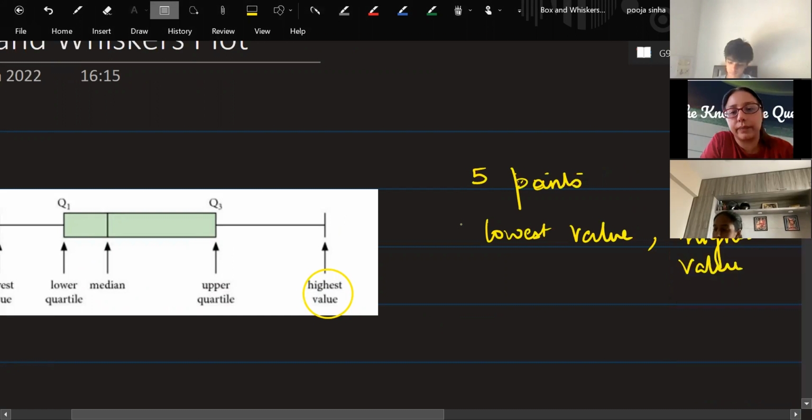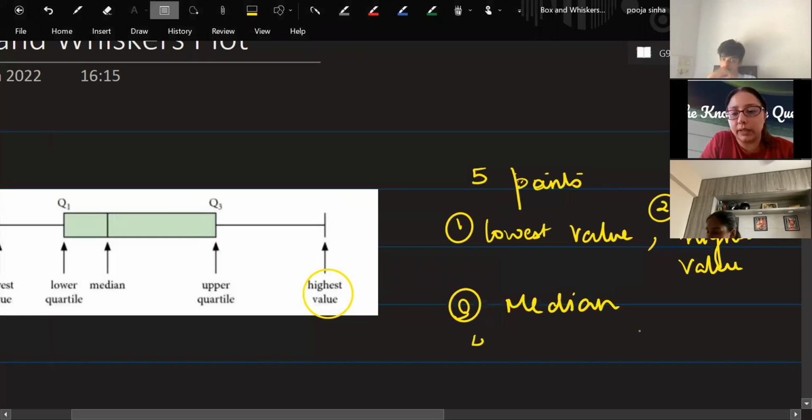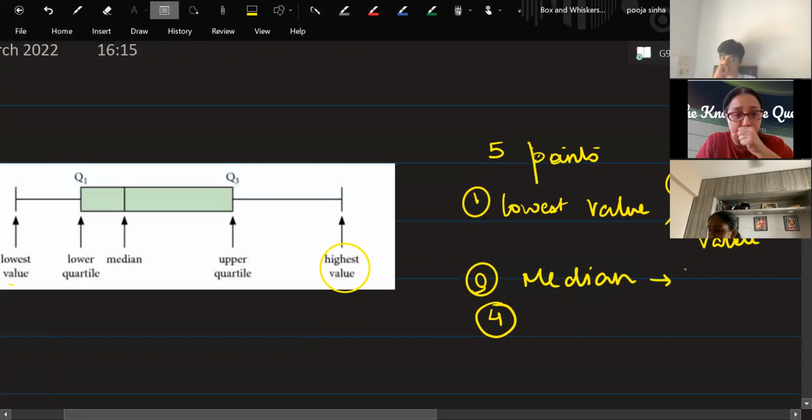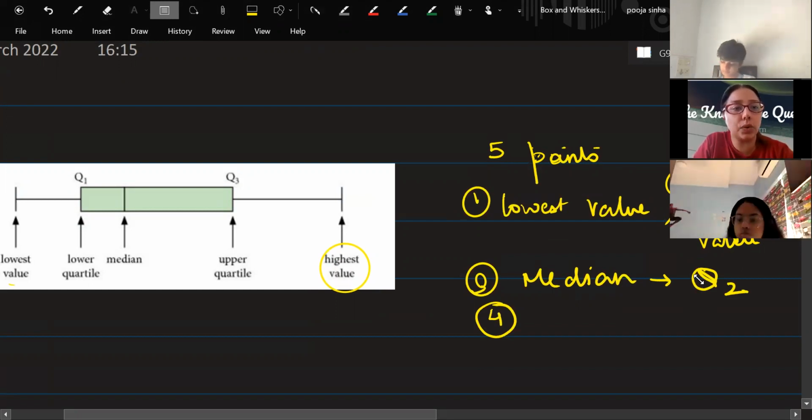1, 2. You already learned how to find the median. So that's your third thing, median. The fourth and the fifth one, you need to calculate. Median, going forward, I will call that as Q2. What will I call it as? Q2. I will call it as Q2.